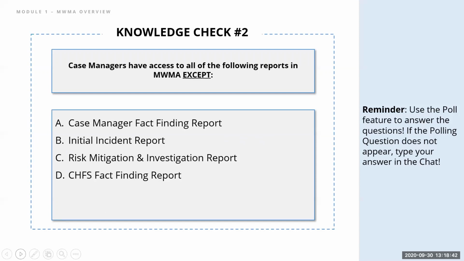Our next question is, case managers have access to all the following reports in MWMA, except for: A, the case manager fact-finding report, B, the initial incident report, C, risk mitigation investigation report, or D, the CHFS fact-finding report. I'm going to launch that polling question, and like we did before, we'll give you about a minute to answer.